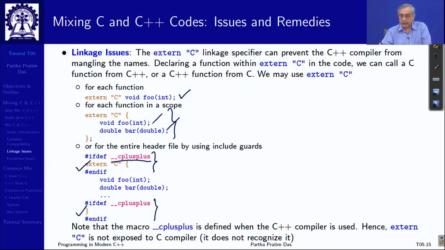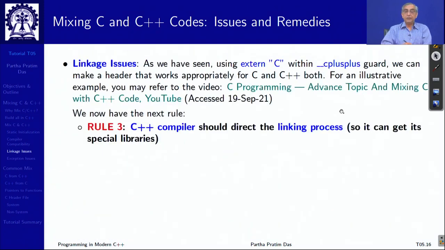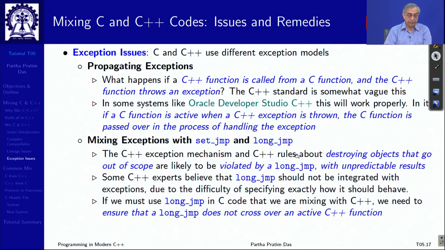So, this is the kind of solution that you can have for this mixed type of linkage, and after that, naturally, the C++ linker has more information, and it has to deal with the decision of whether something is mangled, whether something is not. So, you leave it to the C++ compiler to complete the linking process.